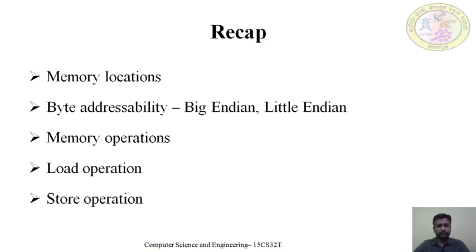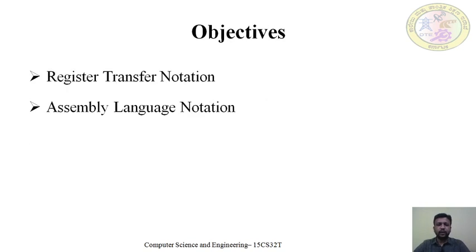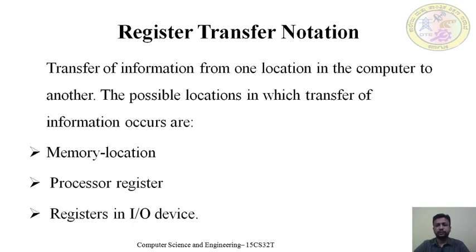In continuation of previous session, let's discuss today's concepts. The objectives of today's session are register transfer notation and assembly language notation. Let's start with register transfer notation. Transfer of information from one location in computer to another. Possible locations in which transfer of information occurs are memory location, processor register, registers in IO device.